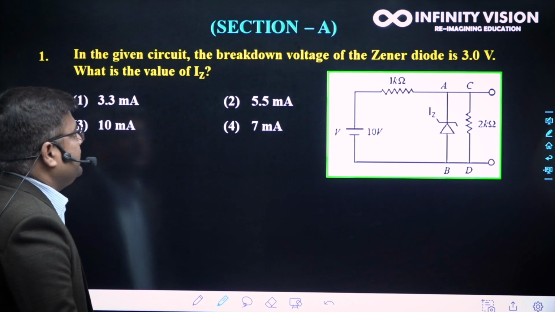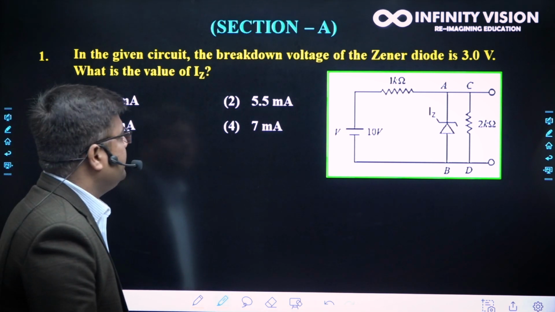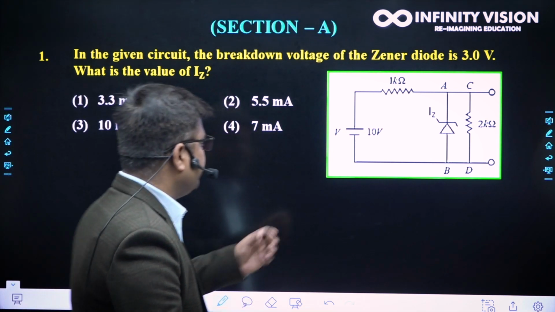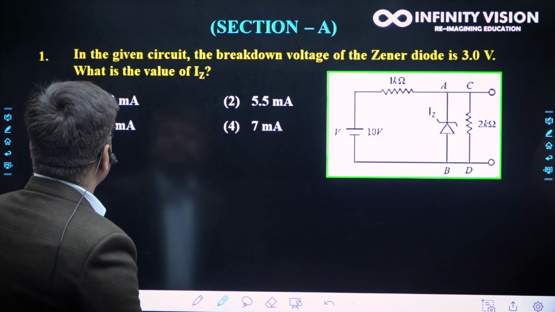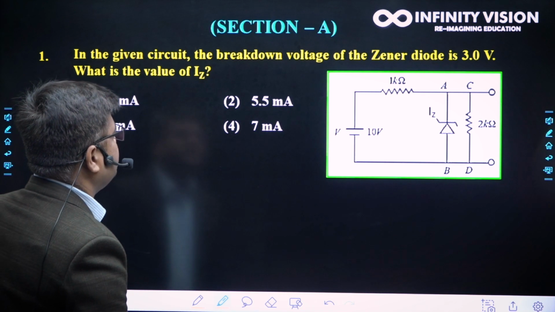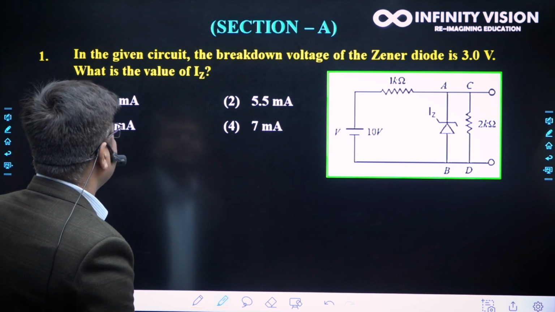So this is Section A, the MCQ type questions. There will be a total of 20 questions in this section. So starting from the first question, this question is from Zener diode. In the given circuit, the breakdown voltage of the Zener diode is 3 volt. What is the value of IZ?